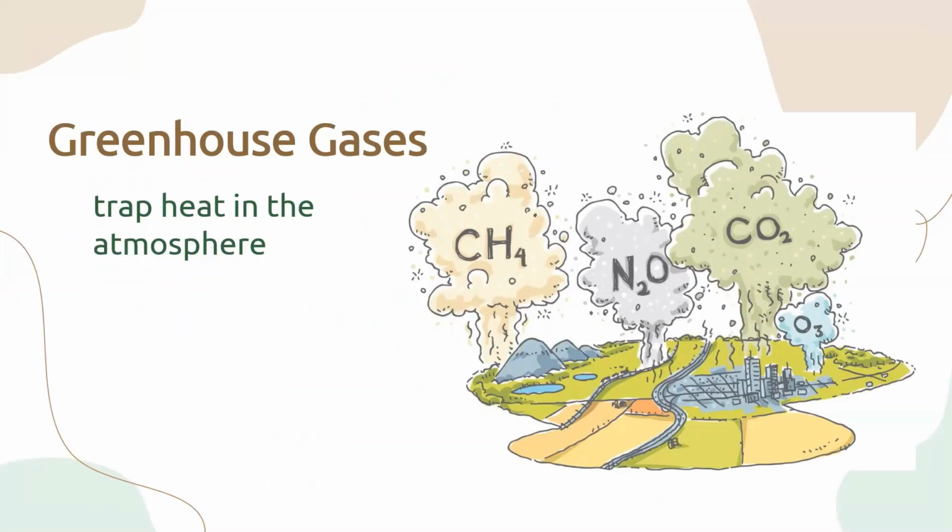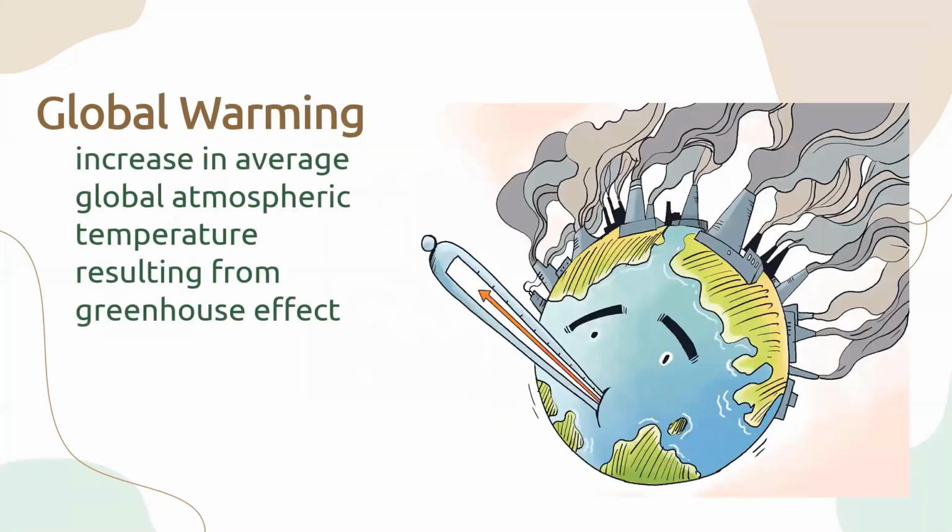Knowing that greenhouse gases trap heat in the atmosphere, what happens if we produce too much of these greenhouse gases? Its increase will result in global warming, or a phenomenon in which there is increase in average global atmospheric temperature resulting from greenhouse effect. Are we contributing to global warming? How so? What activities increase greenhouse gases in the atmosphere?